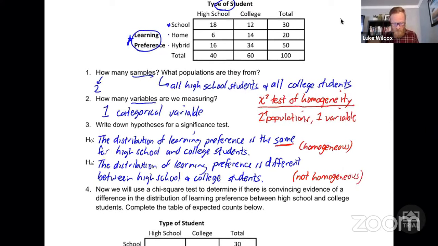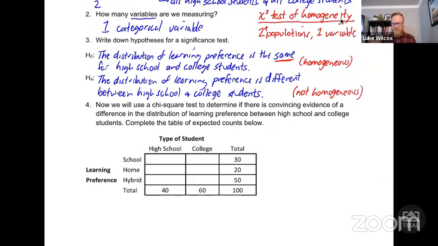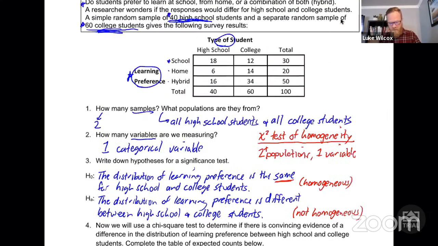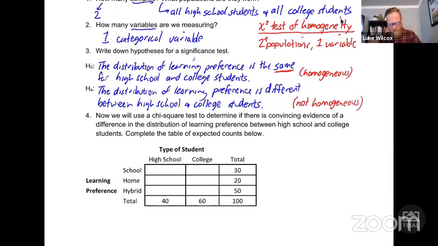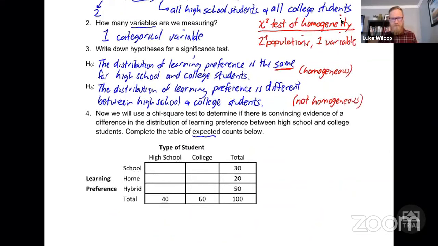Okay, so let's move on to question number 4 here. It says, now we will use a chi-squared test to determine if there is convincing evidence of a difference in the distribution of learning preference between high school and college students. Complete the table of expected counts. Okay, first I just want to point out these values that we had in the table up here are the observed counts. And what we're looking for down here are the expected counts.